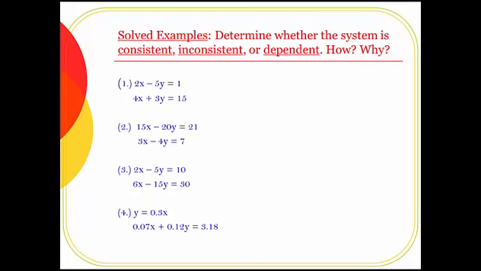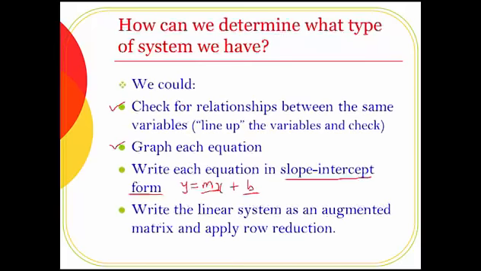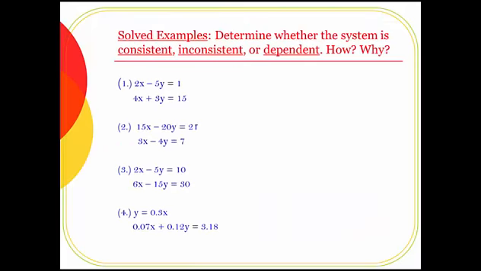Alright, now let's look at question 1. Remember, I said here, check for relationships between the same variables, and line up the variables and check. You need to line it up. If it is not lined up, what do I mean by that? For question 1, it is lined up. You have x, x, y, y, right? So it's lined up already, so that's good.